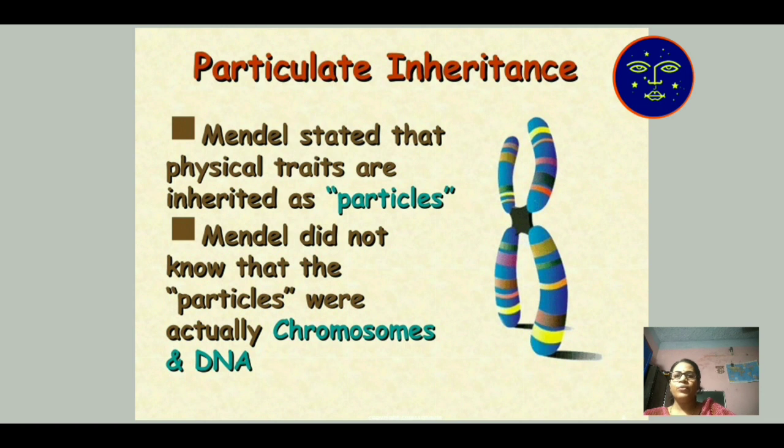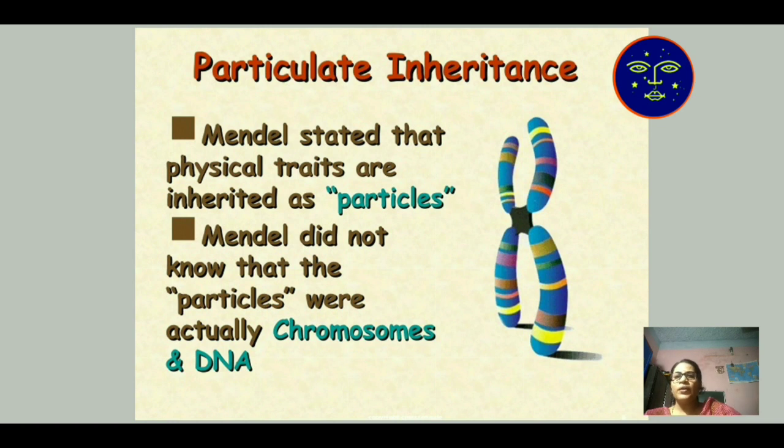For example, sometimes we say that you are looking like your grandmother, or you are looking like your father. This is the hereditary character of one person, and the different character which is not transferred from your parents to offspring is known as variation. We say some characters are heritable and some characters are not heritable.